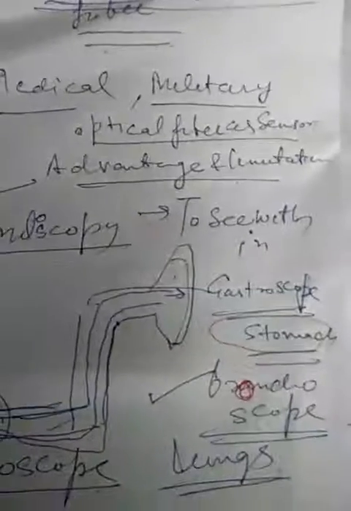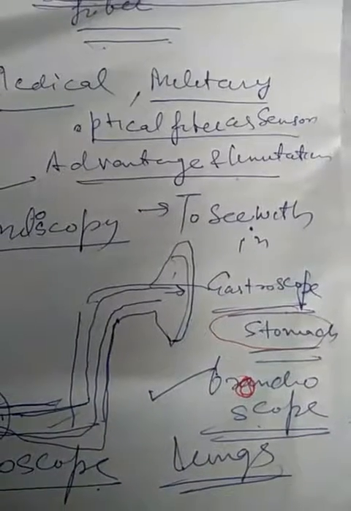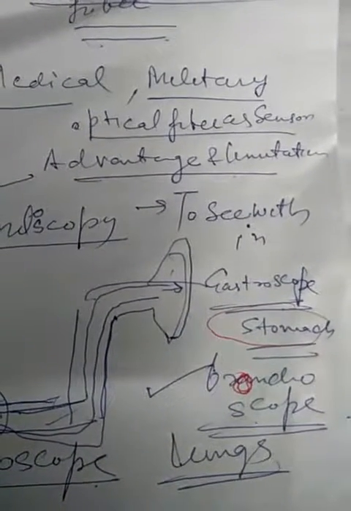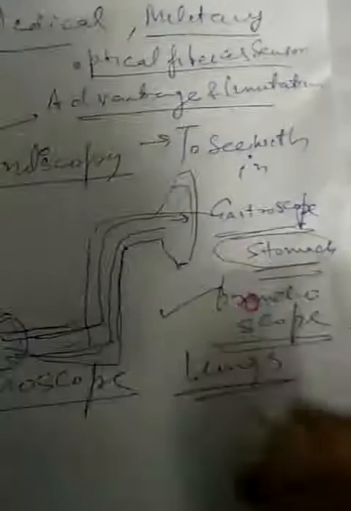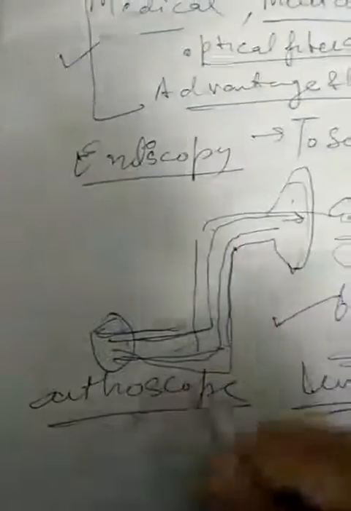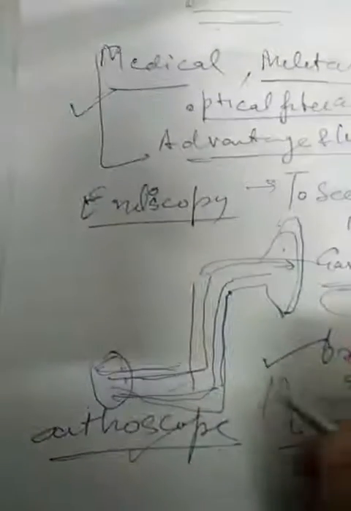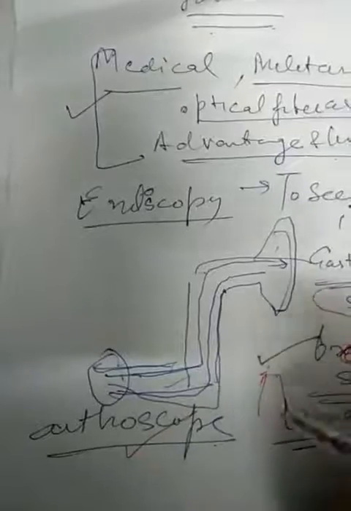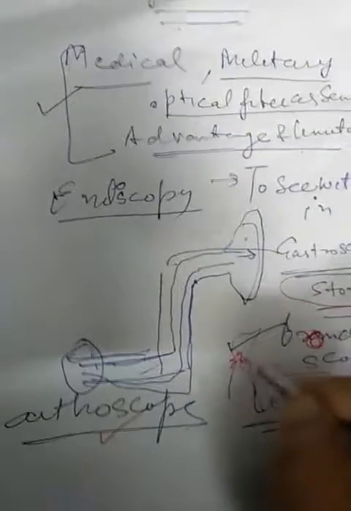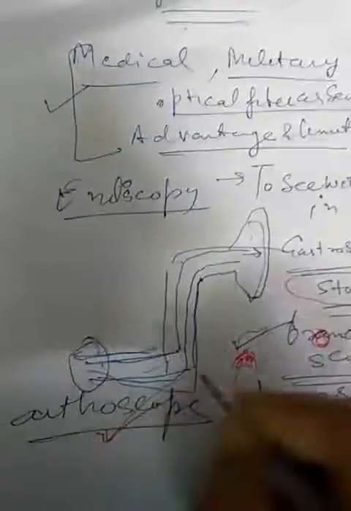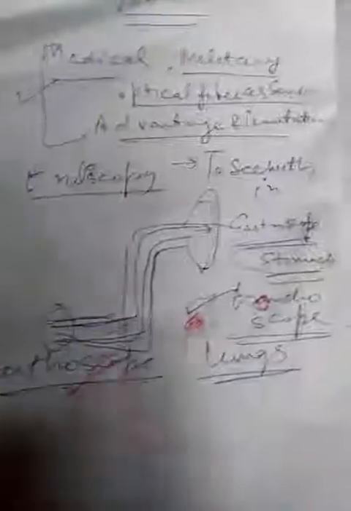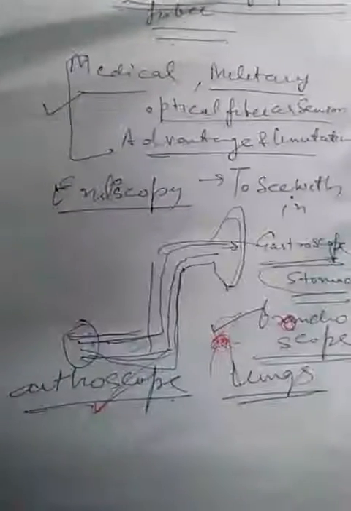Next is the bronchoscope, which is used to see the upper passage of the lungs, and the third one is the arthroscope, which is used to see the small spaces within the joints. For example, knee joints and other bone joints. Small spaces that would otherwise be left out are examined with the help of an arthroscope. All of these are part of the endoscope family.